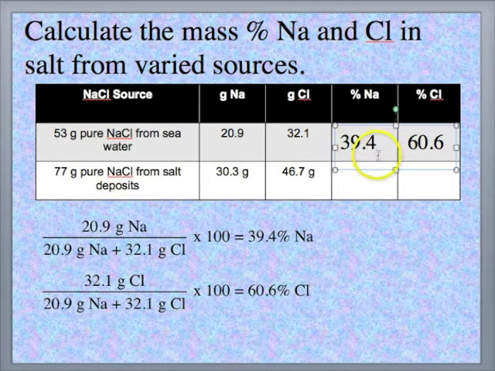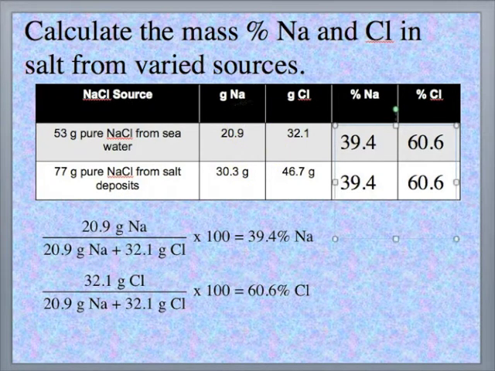So that, on the first case, is the percentage of sodium and chlorine in the 53 grams of pure sodium chloride. Now, we can work out and do exactly the same kind of calculation for the 77 grams of pure sodium chloride. And guess what? We get exactly the same percentage of sodium and of chlorine. In fact, as long as we're talking about pure sodium chloride, no matter where we get it, no matter how we purify it, if it's pure sodium chloride, it's always going to be 39.4% sodium and 60.6% chlorine.